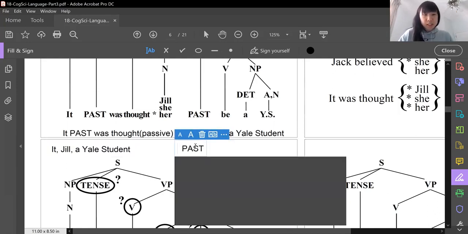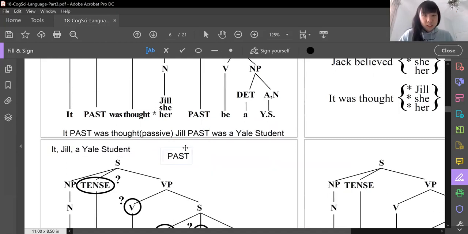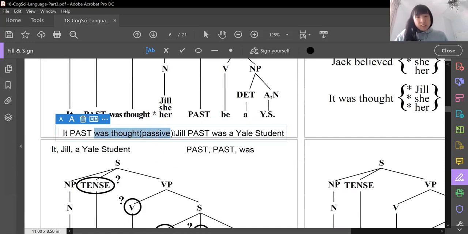So we have past, the other past, and was. You might be thinking, Cam, why the hell did you not take the was thought? And to that answer, I'd like to say, look at your cheat sheet that you have. If it's passive, you cannot assign case.